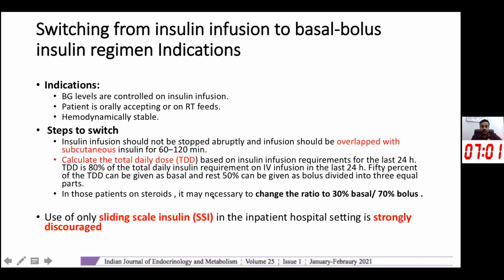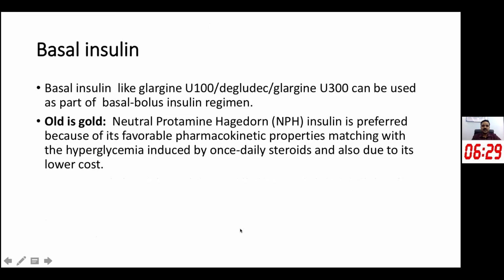50% of the total daily dose can be given as bolus, and the rest 50% can be given as 3 divided boluses, or 50% can be given as basal. But in those patients who are on steroids, and mostly our patients who are COVID are on steroids, it may be necessary to change the ratio to 30% as basal and 70% as bolus. So maybe more bolus requirement is there, and mostly it is during the lunch time or maybe in the evening snack time if the patient is taking orally properly. Use of only sliding scale regimen is absolutely contraindicated.